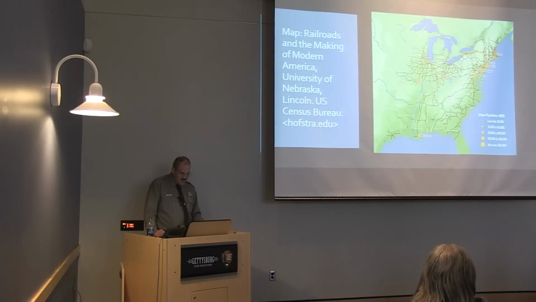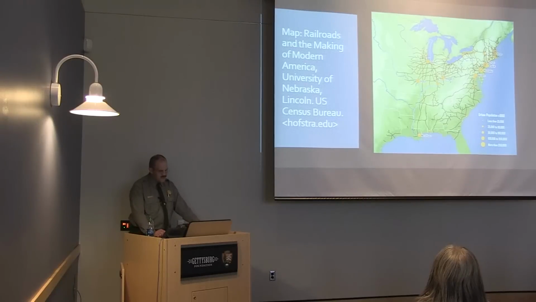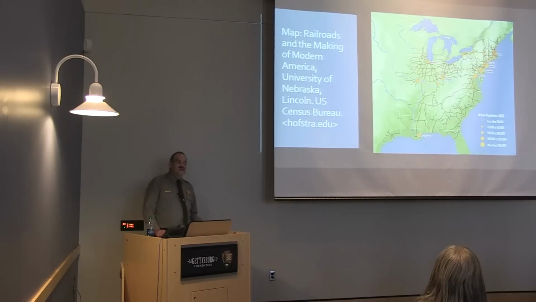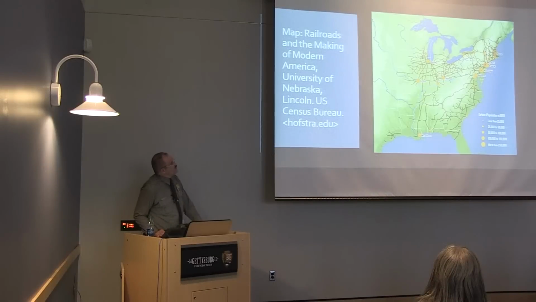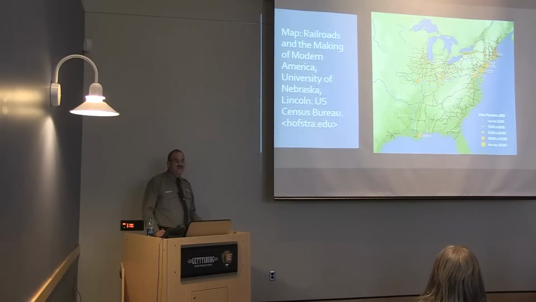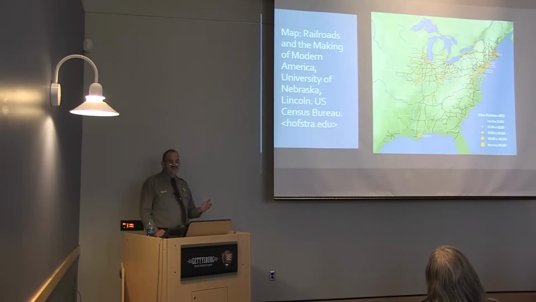Okay, and we're looking at a map that's put out by the Census Bureau in concert with the University of Nebraska at Lincoln. And it's on the Hofstra page. And it shows us what rail lines look like in 1860 and where the greatest populations were near those rail centers. Now, it's important as we talk about rail as part of the First Modern War to make the point that the North had a lot more rail than the South did.